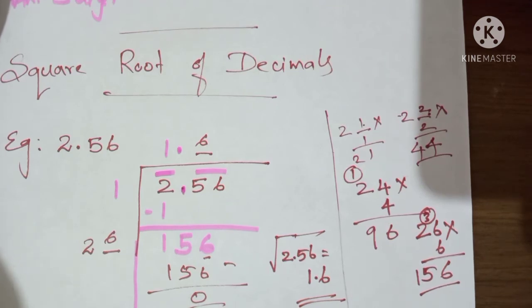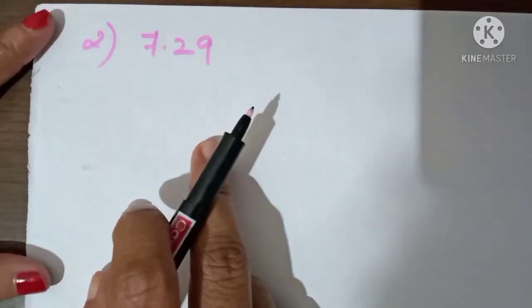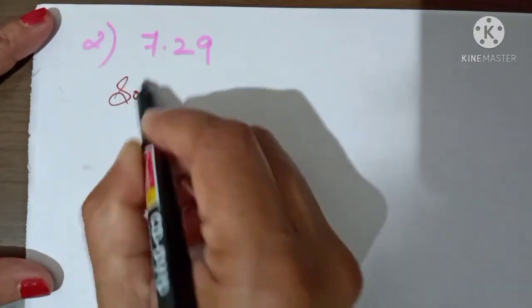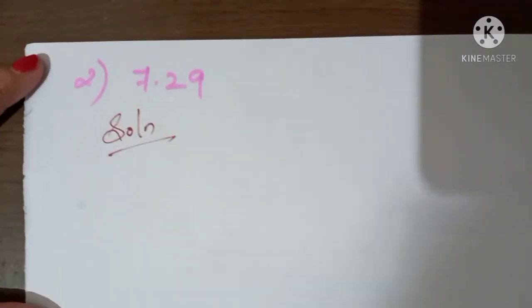Okay children, now let's see one more example problem. The next example problem is 7.29. So here also a decimal number. Let's do the calculation part.